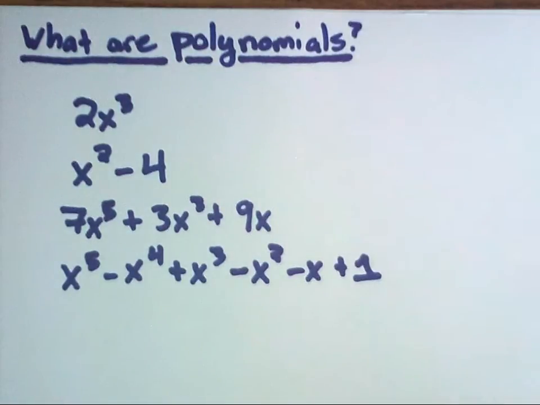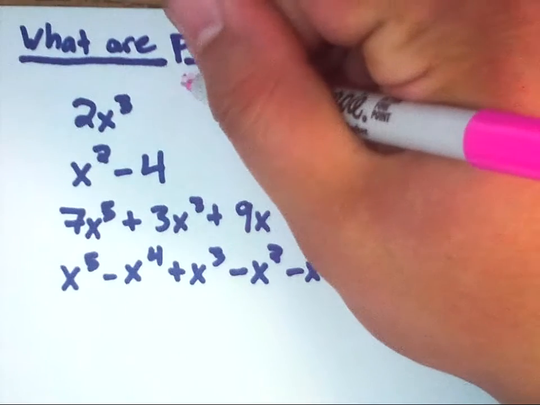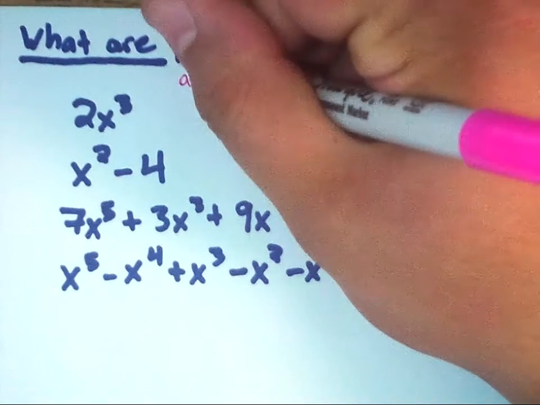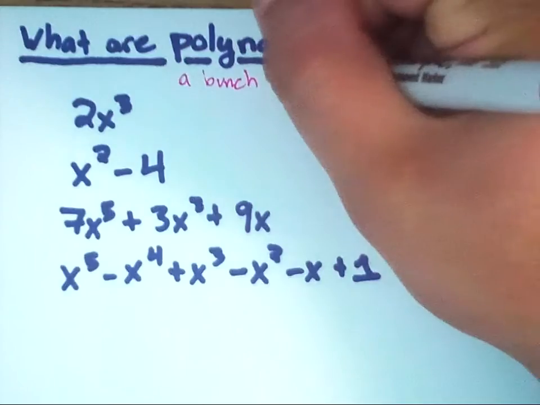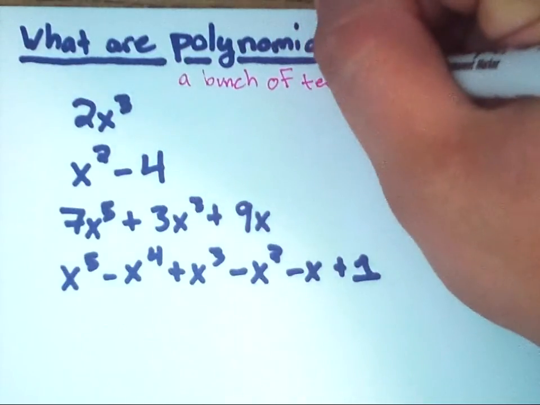Fordham here. We're going to talk about what exactly are polynomials. So a polynomial is basically a bunch of terms put together. We're going to look at a couple different examples of what this would be, and some of them have very specific names.